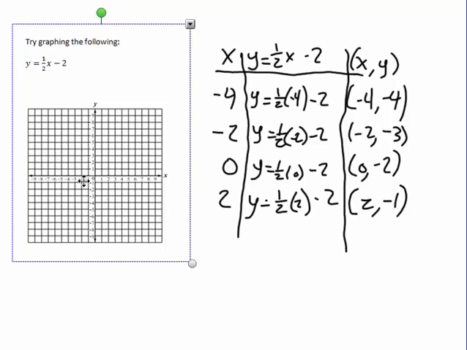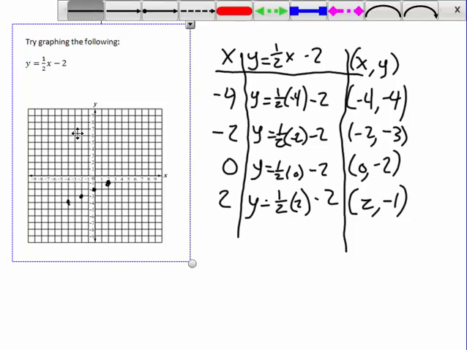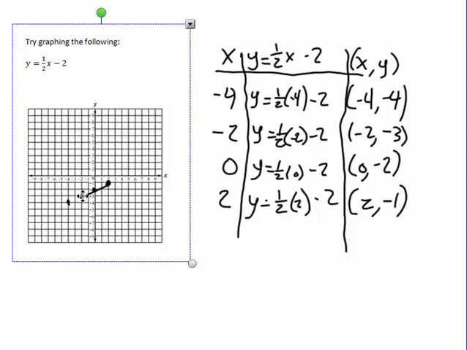And these points I can plot no problem. Negative 4 is this guy right here. Negative 2, negative 3 is this one right here. 0, negative 2, and 2, negative 1. And we can see our line starting to develop here. So I'm going to go get my line, get your straight edge out, and let's draw that line. Not perfect, but it's at least straight.